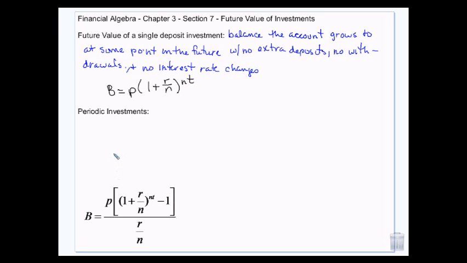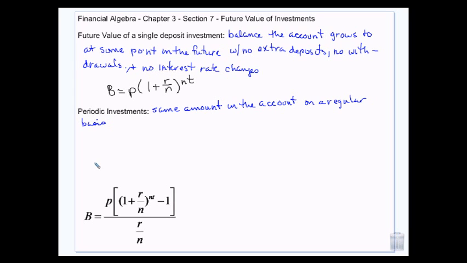But most people don't do banking that way. That's not how you save money, right? You don't just stick some chunk of money in the bank today and then that's it. Most people make periodic investments or periodic deposits, and that's where you put the same amount on a regular basis. So let's say you get paid every 2 weeks and you put $50 every 2 weeks in a savings account. Then we can calculate the future value.